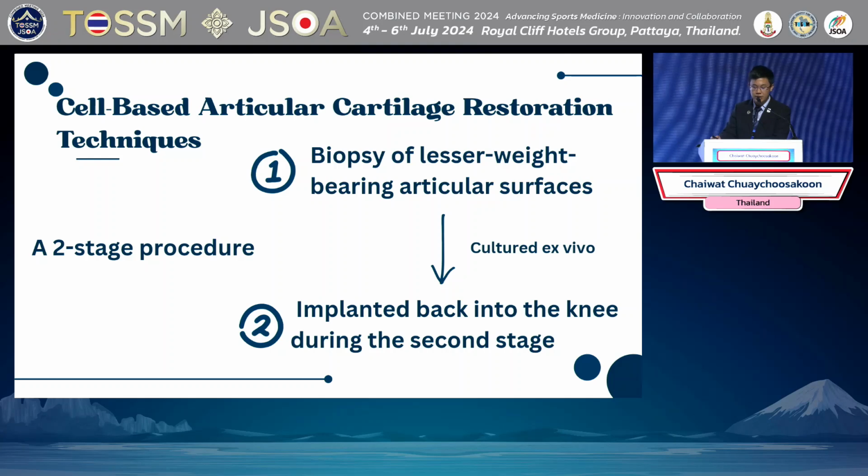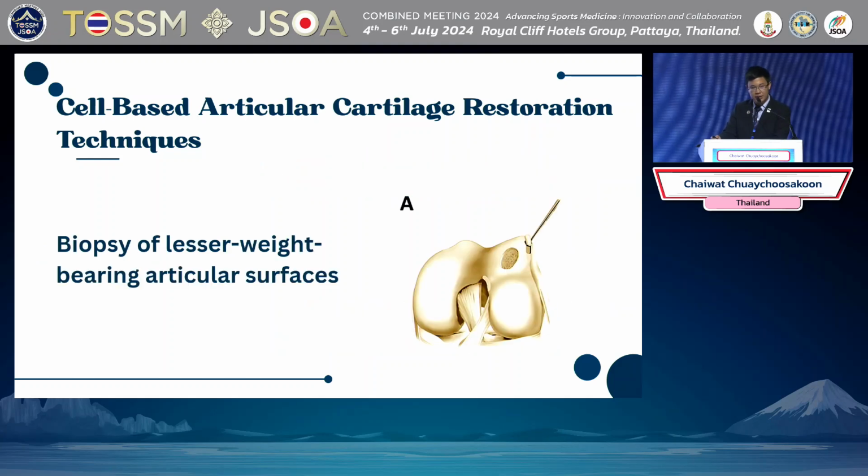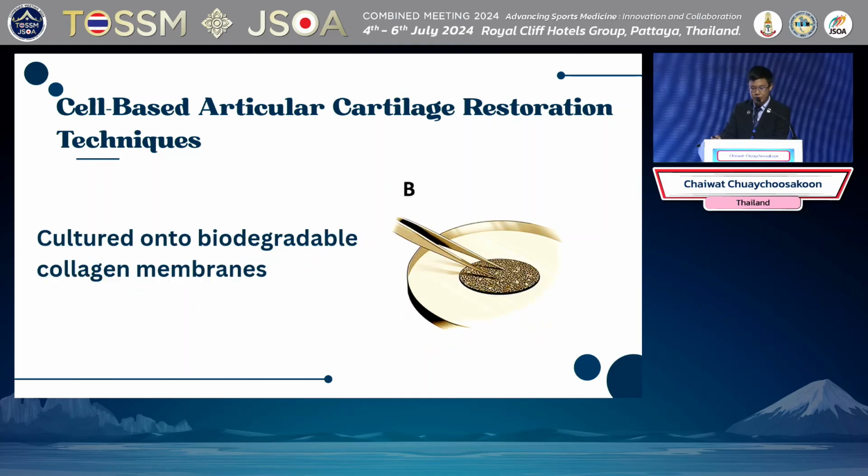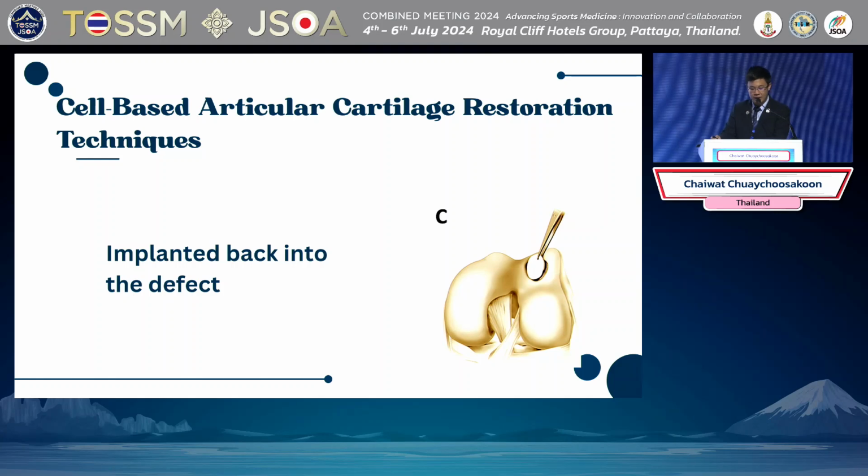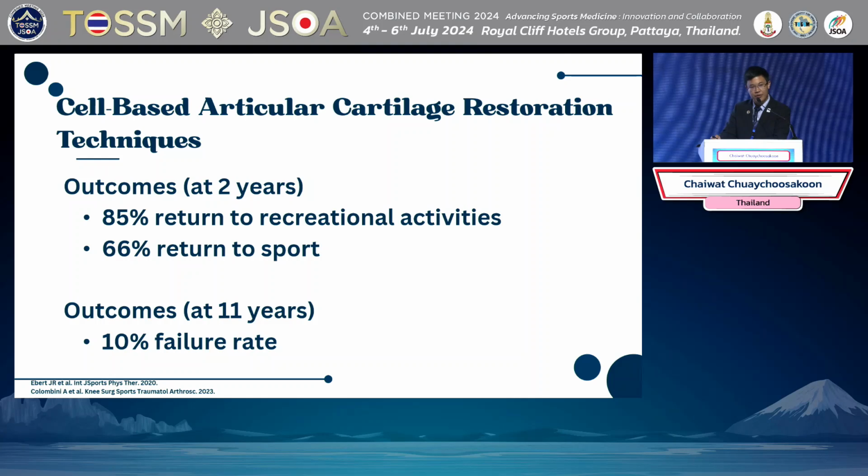First, the surgeon should take a biopsy from the lesser weight-bearing articular surface and then culture the cells, and then the surgeon implants them back into the knee during the second stage. How about the outcome? We found that at 2-year follow-up, 85% of patients can return to activity and 66% can return to sport. And at 11 years, we found only a 10% failure rate.